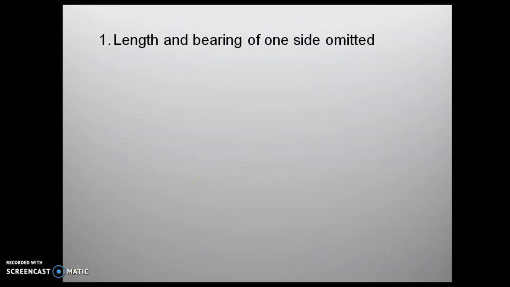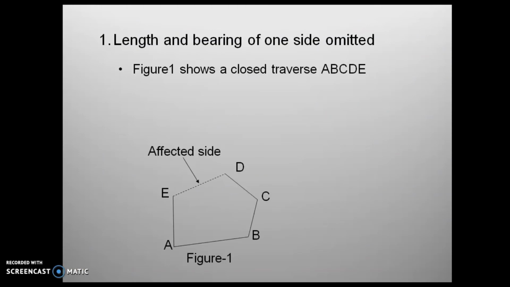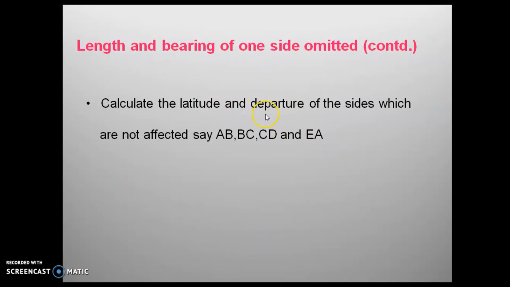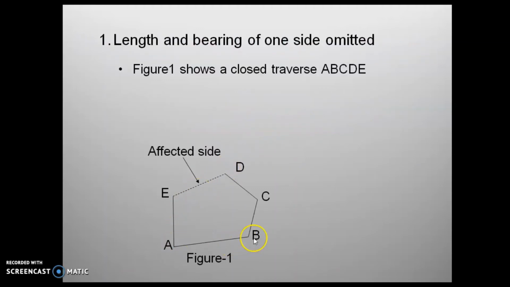Now we'll see one example of length and bearing of one side omitted. What does this figure show? A closed traverse A, B, C, D, E, A. The affected side is DE: the length and bearing of side DE are missing. Now calculate the latitude and departure of the sides which are not affected. Which ones are not affected? AB, BC, CD, and EA are not affected.